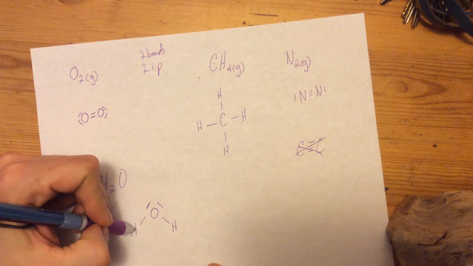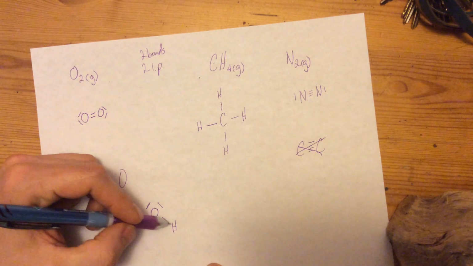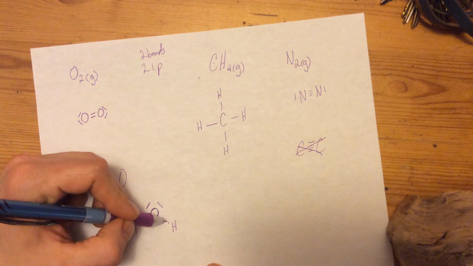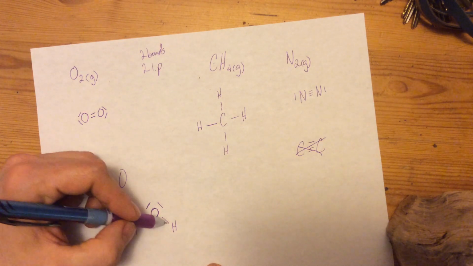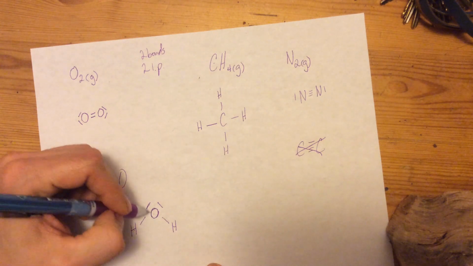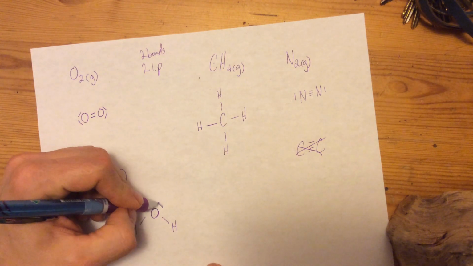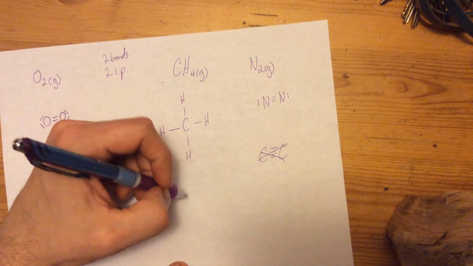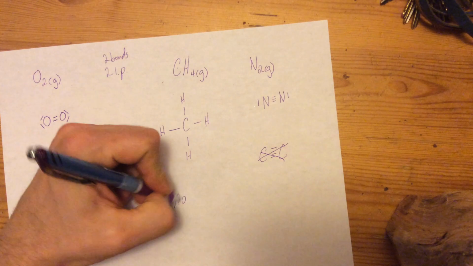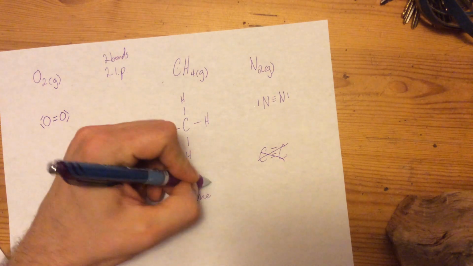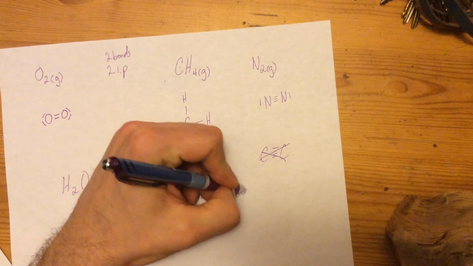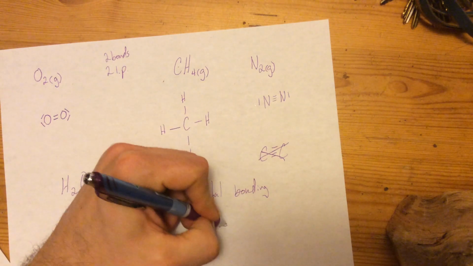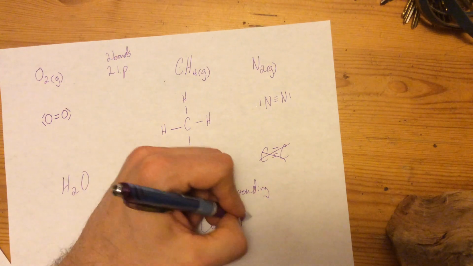Hydrogen likes to have 1 bond. Here, each hydrogen has 1 bond. Oxygen likes to have 2 bonds. It's bound to 2 different hydrogens, but that counts as 2 bonds for that oxygen. And the oxygen has its 2 lone pairs. And so this is the example of nonmetal bonding, or more commonly called covalent bonding.